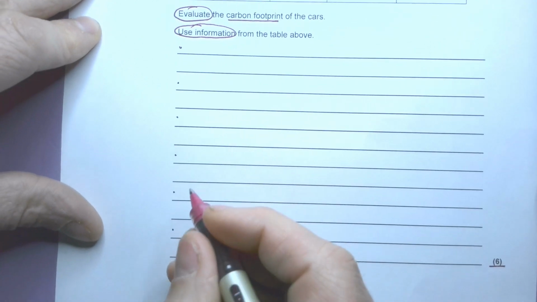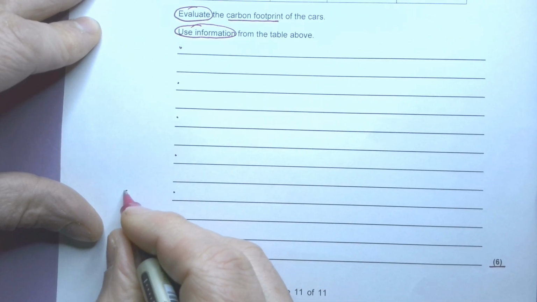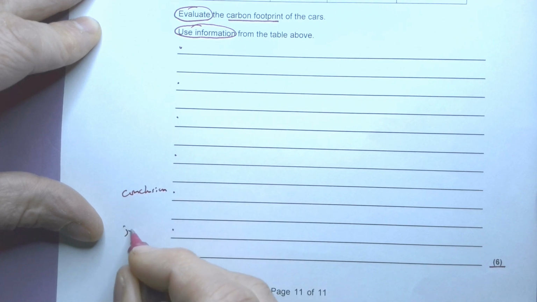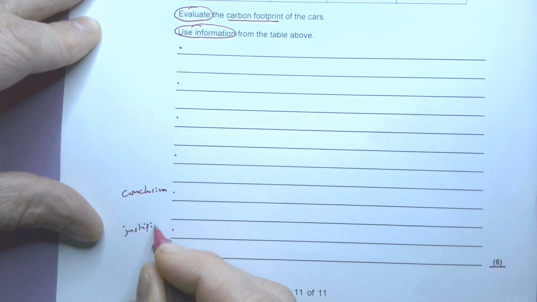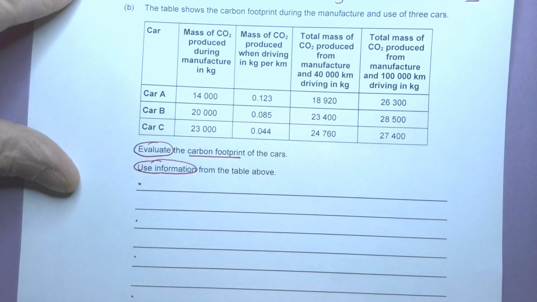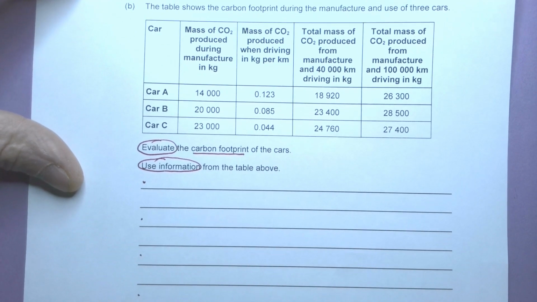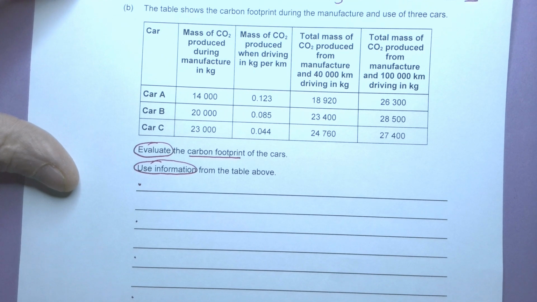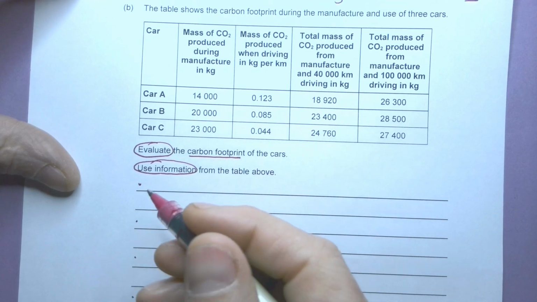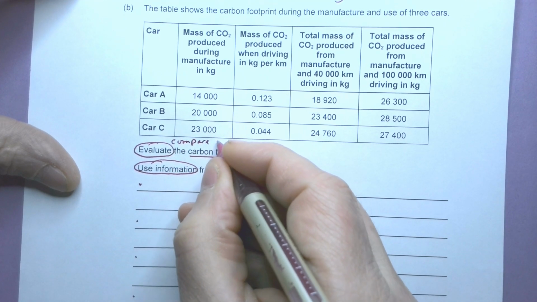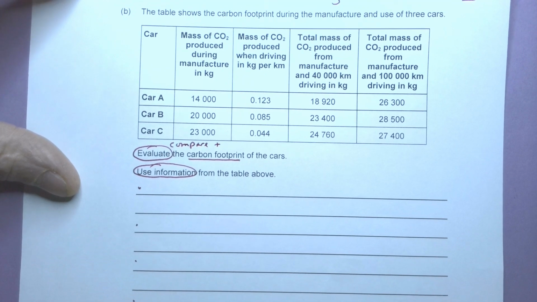The lovely thing here is I know because it's an evaluate question. Evaluate means the last 2 bullet points are going to be, one will be a conclusion, and the next one will be a justification for that conclusion. Quite often evaluate questions are actually much more straightforward than they seem to begin with. They're kind of like a comparison plus. So it's like a compare plus. The plus is the conclusion.